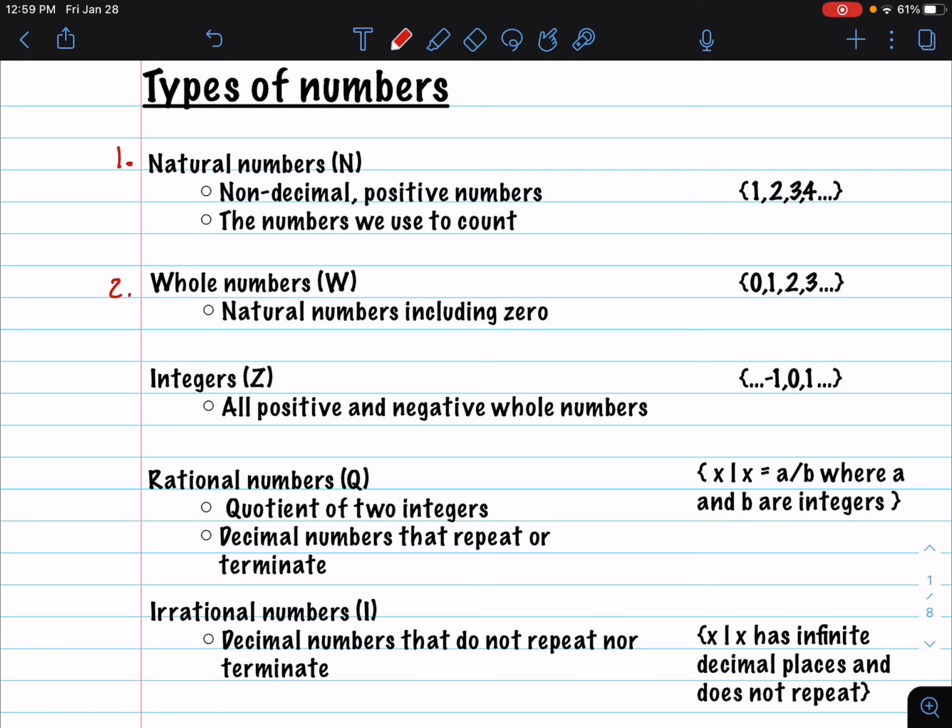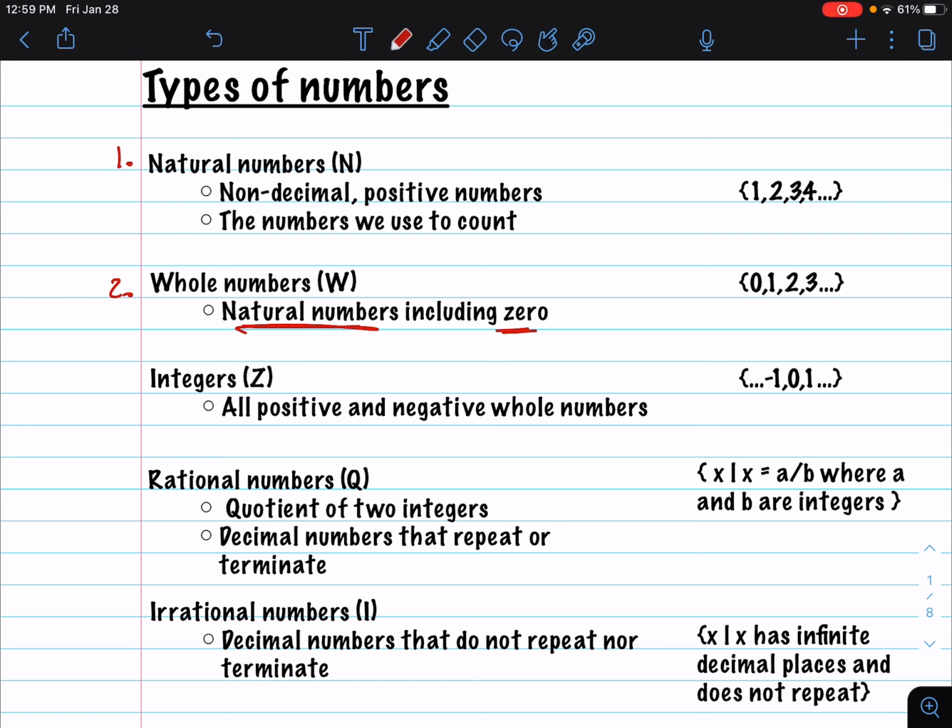Next, we have the whole numbers, and the whole numbers are the natural numbers, and then we include 0. So the set of whole numbers is 0, 1, 2, 3, and we continue counting all the way to infinity.